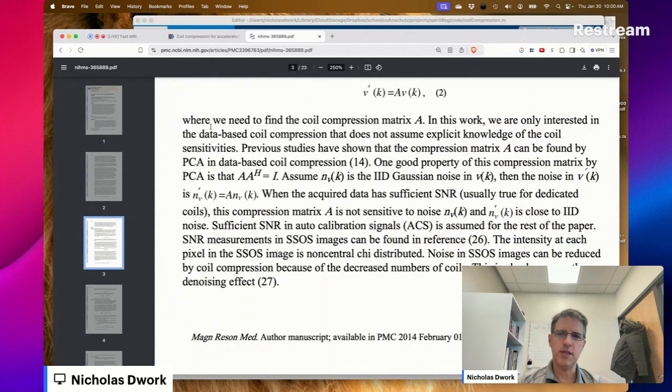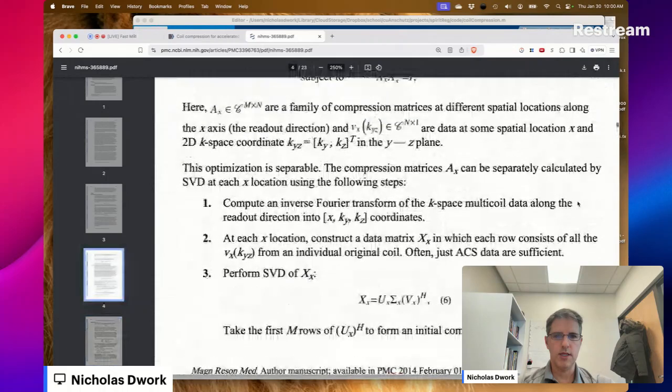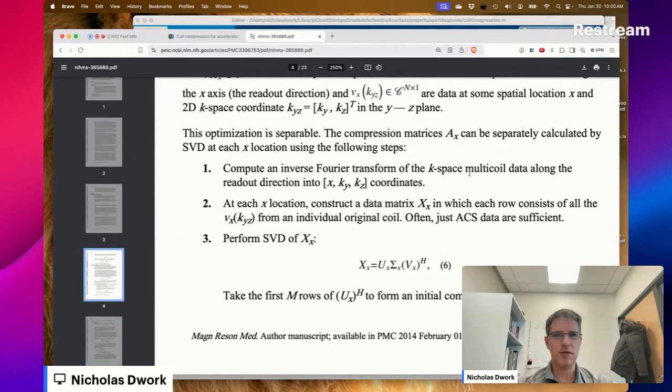In this work, we are only interested in data-based coil compression that does not assume explicit knowledge of the coil sensitivities. Previous studies, oh, this is one that I was doing, can be found in data-based coil compression. What is that? 14. So he doesn't, okay. Compute an inverse Fourier transform of the k-space multi-coil data along the readout direction.